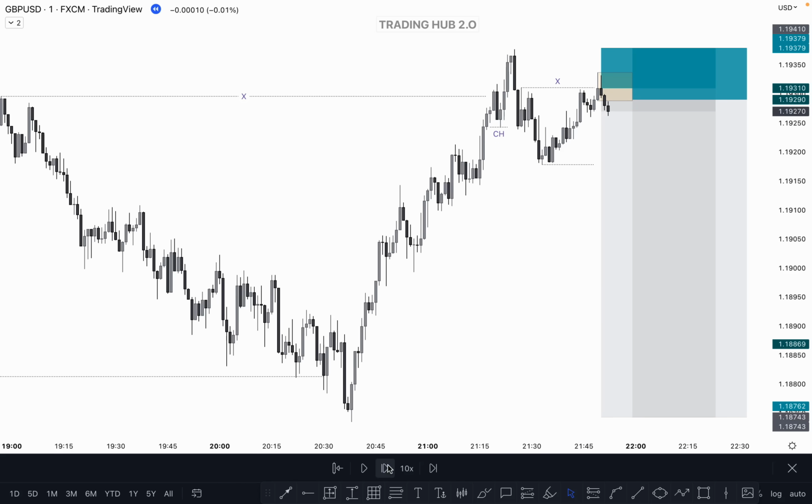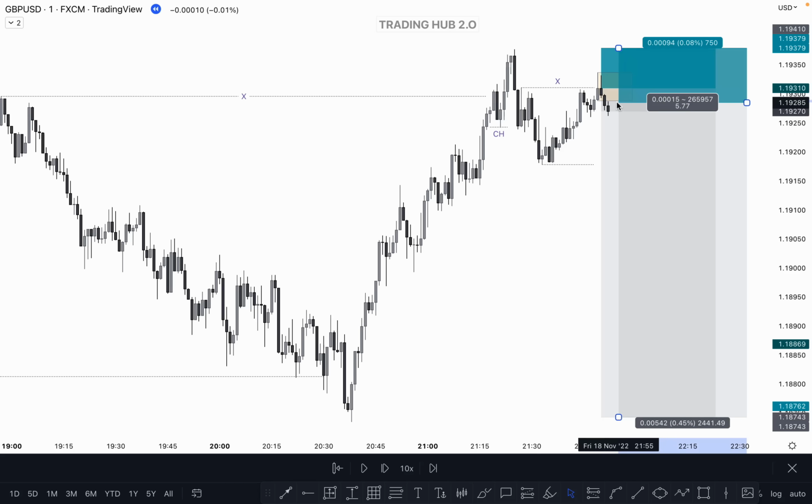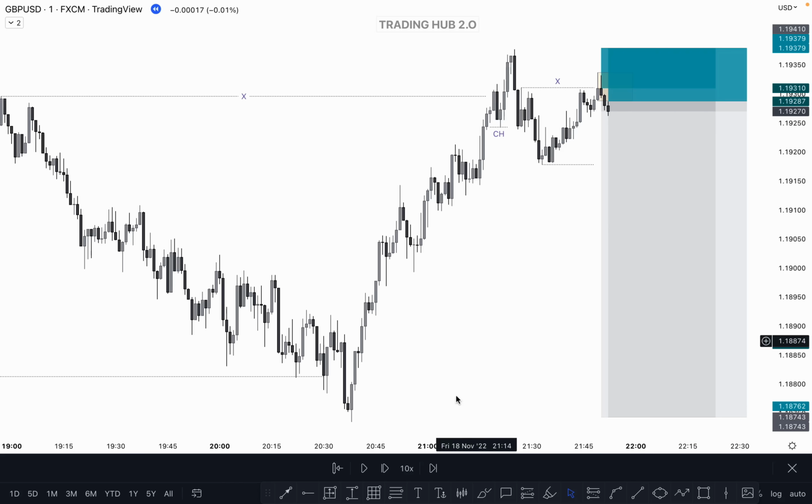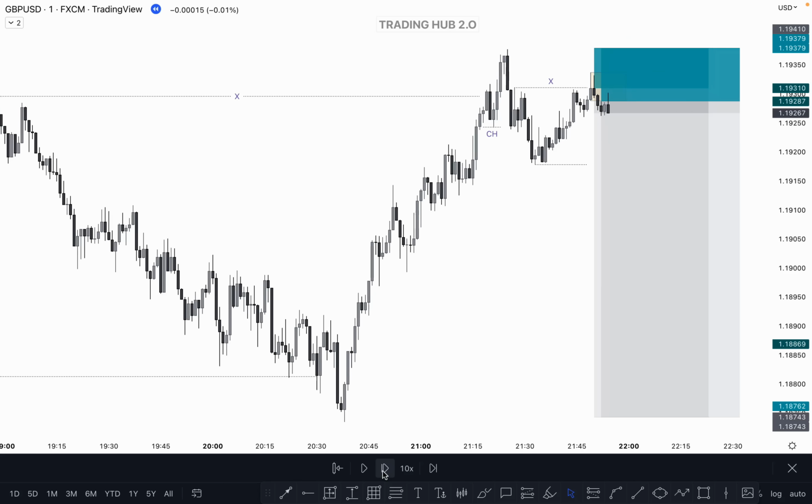After this one, the previous candle mitigates this one. So this entry is a mitigation here. So this one is our second possible entry here. Now let's see what happened next here.